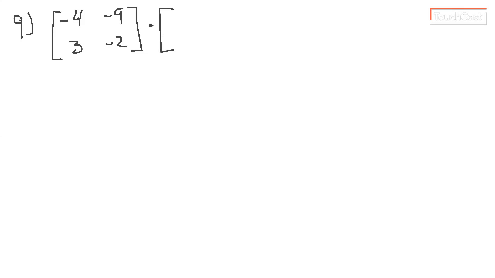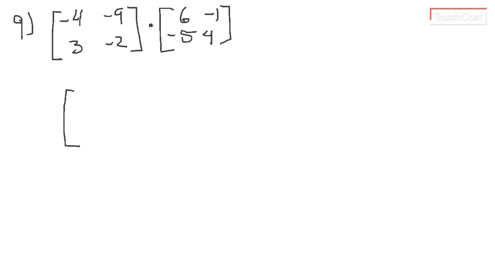So let's look at some examples. We're just going to find the product. So example 9, we're going to multiply the matrix -4, -9, 3, -2 by the matrix 6, -1, -5, 4. They're both 2 by 2 matrices. They're both square matrices.